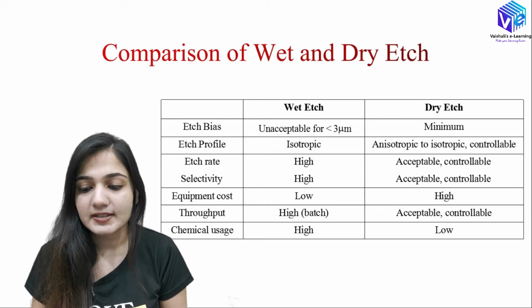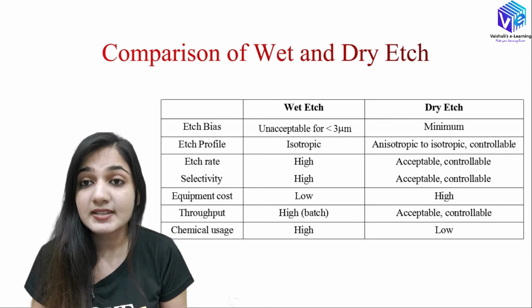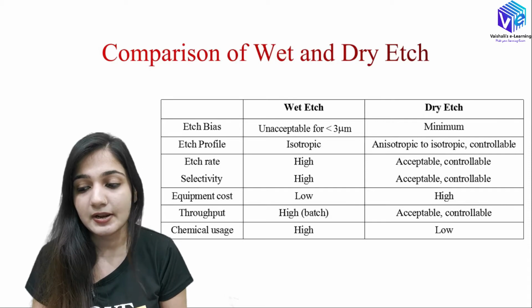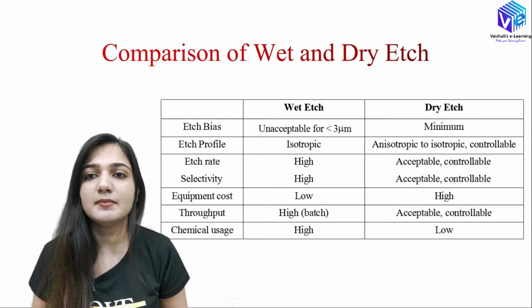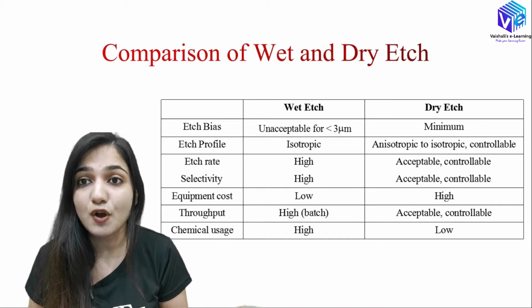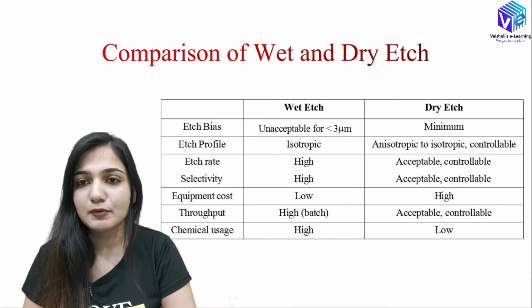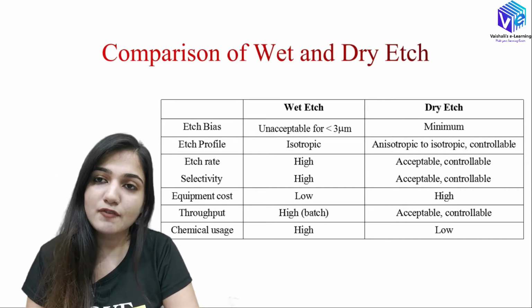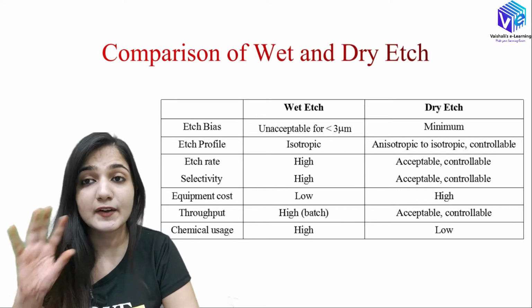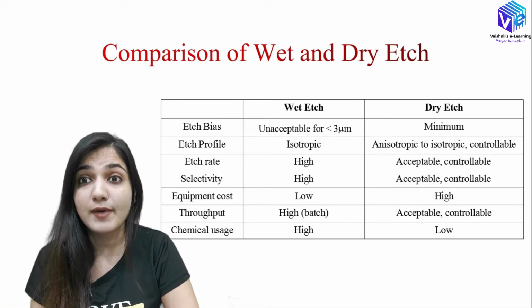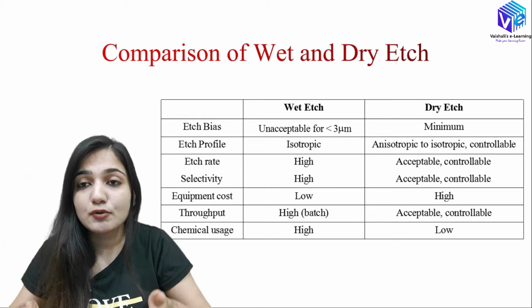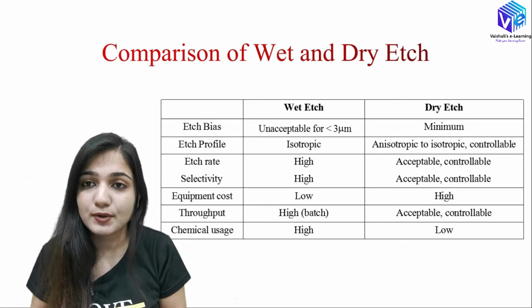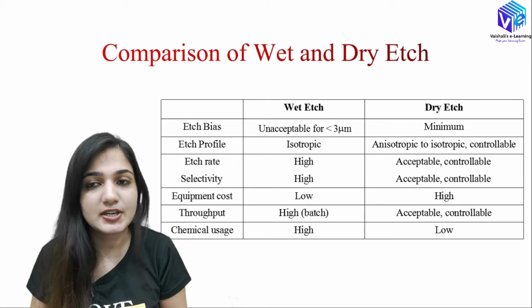Coming to the etching bias, I have already told you it is unacceptable to get less than 3 micrometer feature size with the wet etching, but in the dry etching I can have the minimum feature size, and this is the utmost advantage of the dry etching. Second is the etching profile. Etching profile was isotropic in the wet etching, but in the dry etching we have an isotropic to anisotropic kind of profile, and it is also controllable. I can control my etch profile, so this is also a very good advantage. I can have a particular type of structure for the etching, in the particular shape only the etching would be there.